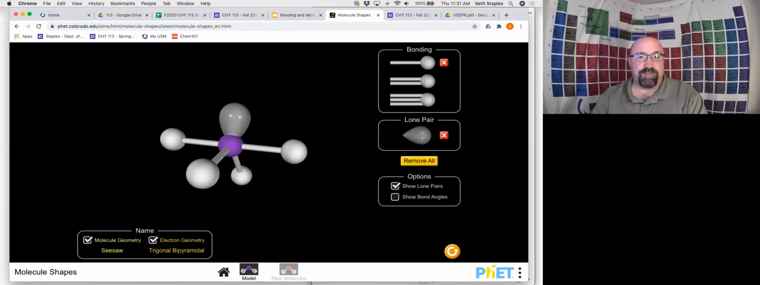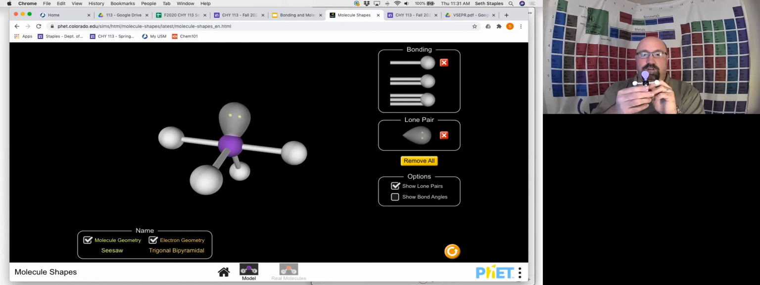So still a trigonal bipyramidal electron geometry. There it is. Now you can sort of see that it looks like a seesaw. And we have an example of that right here. So here's your seesaw. You're 6 years old again, out on the playground. Your seesaw going up and down.